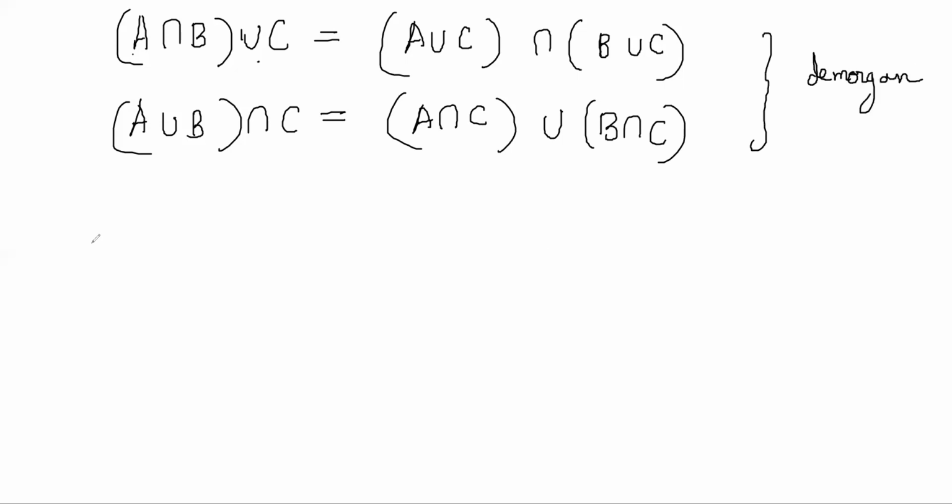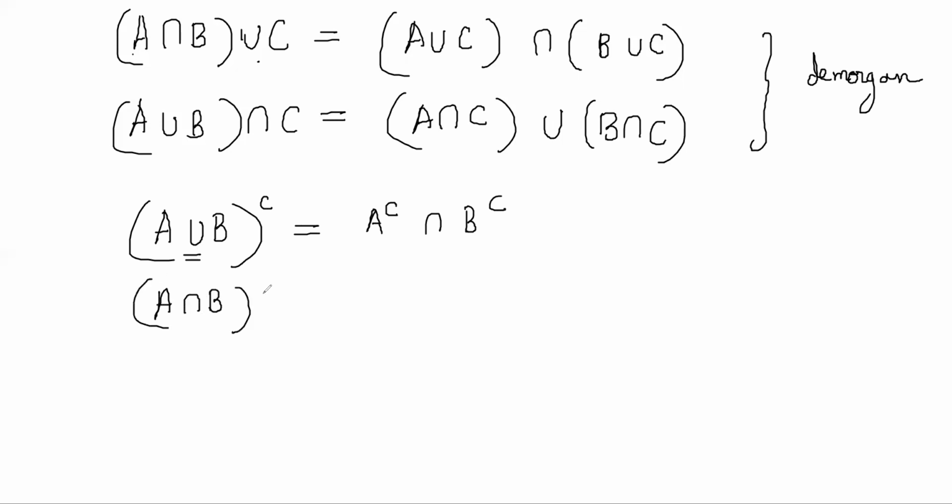Okay, so the other formula was the complement formula that becomes A complement intersection B complement. So complement union becomes intersection afterwards. And this one will be A complement union B complement. It's not very hard once you look at it a little bit.